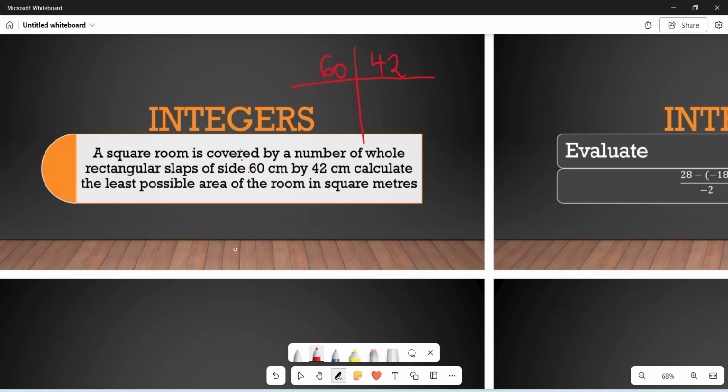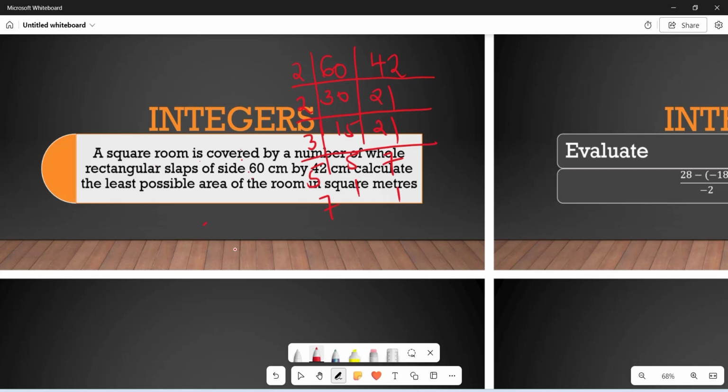Now we can divide by 2 first. We need to find the prime factors of this. So 60 divided by 2 is 30, and 42 divided by 2 is 21. We go for 2 again: this is 15, and this is 21 still. Then we go to the next number, which is 3. This is 5, and this is 7. Then we go for 5, 1, and then 7, 1.